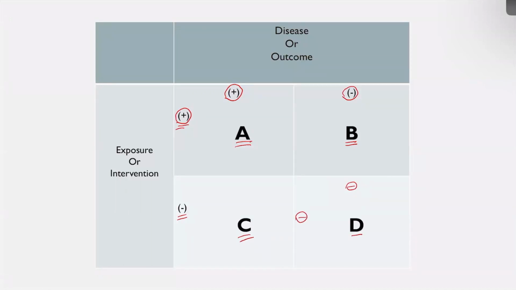You will see formulas mentioning things like A times D divided by B times C, or A upon A plus B divided by C upon C plus D. So you'll have to remember the particular position of each letter. It's fairly easy, right? Whenever you read a text, you go left to right, and then you go to the next line and again go left to right. In this way, you start with A, and then to the right is B, then you go to the next line, there's C, and then to the right, there's D. So this is how you construct the 2 by 2 table.